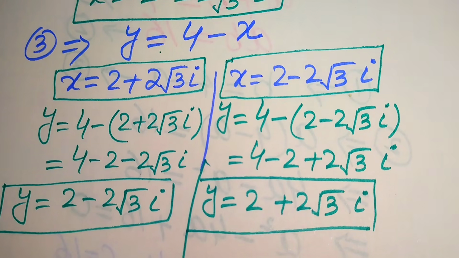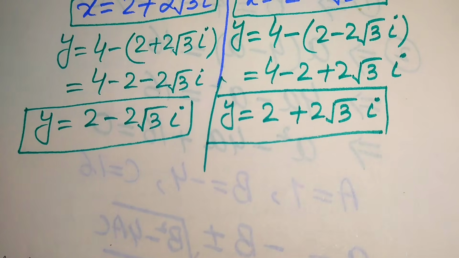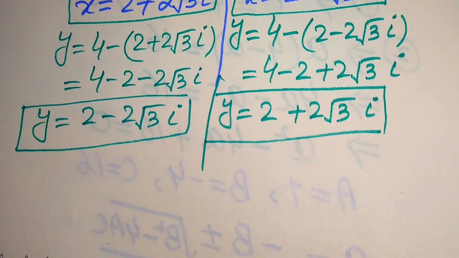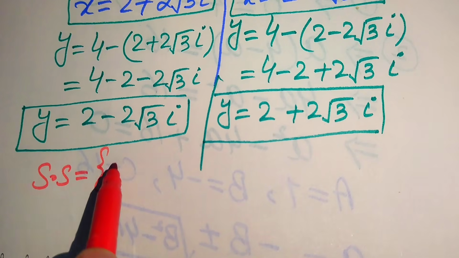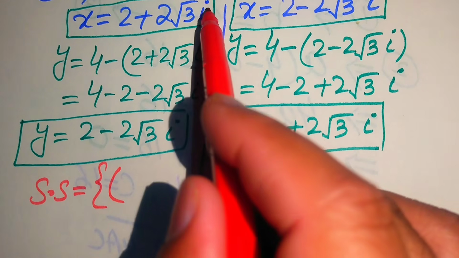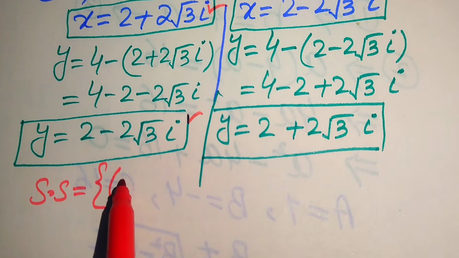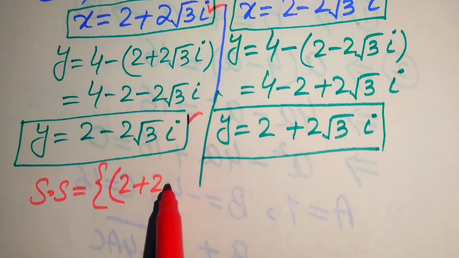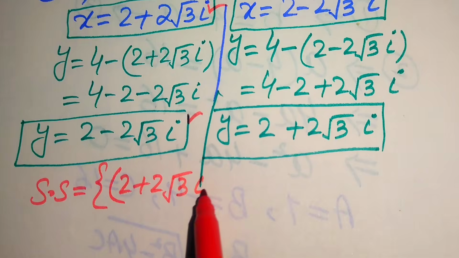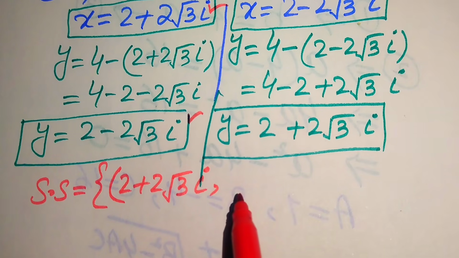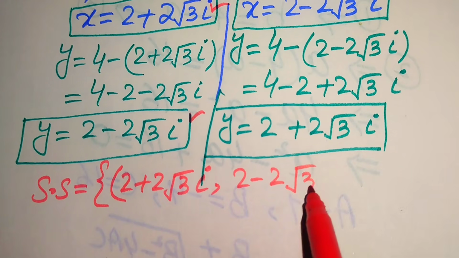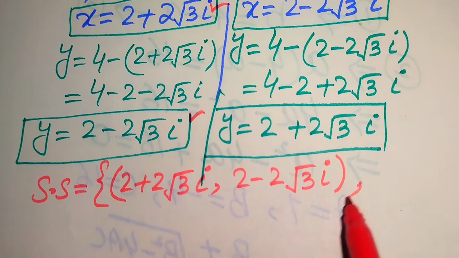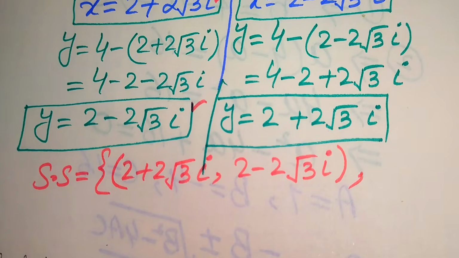Okay. So in this question we get two pairs of solutions. We write both of these pairs here, so the solution set of this problem is as follows. The first pair of solution is: the value of x is this and the value of y is this. So we make the ordered pair, which will be written as 2 plus 2 times the square root of 3 into iota, this is the value of x, and the value of y is 2 minus 2 times the square root of 3 into iota. So this is the first pair of solution which we get here.